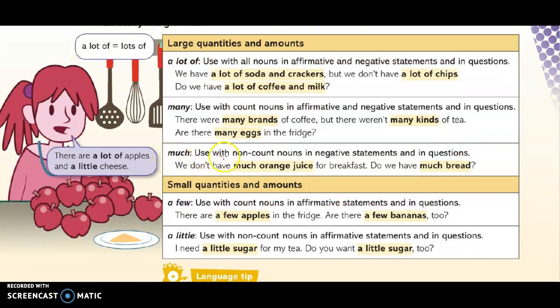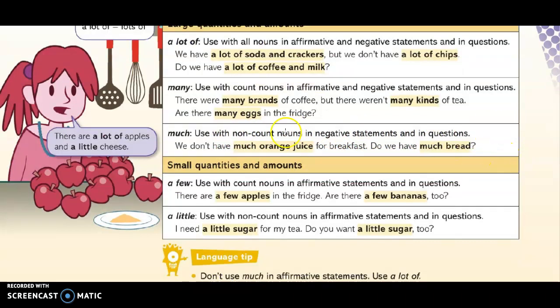Much, used with non-count nouns in negative statements and in questions. Se ocupa con sustantivos no contables en oraciones negativas y en preguntas. Example: we don't have much orange juice for breakfast. Do we have much bread?